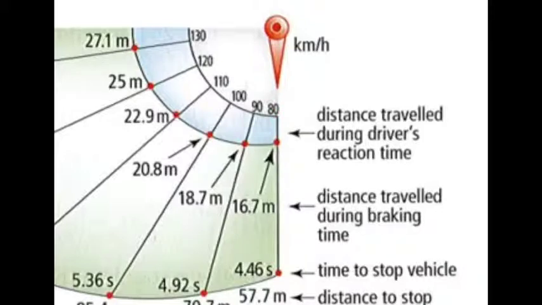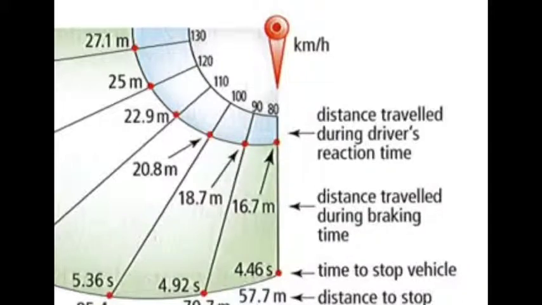This first number that you see is the distance you traveled while you were reacting to seeing your potential hazard. So for example, if I was going 90 kilometers an hour, it takes the average person 18.7 meters before they actually put their foot on the brake. So they're still driving, they see the deer, but they haven't done anything yet. They're still reacting, still processing what's happening, and they travel, on average, 18.7 meters during that time.